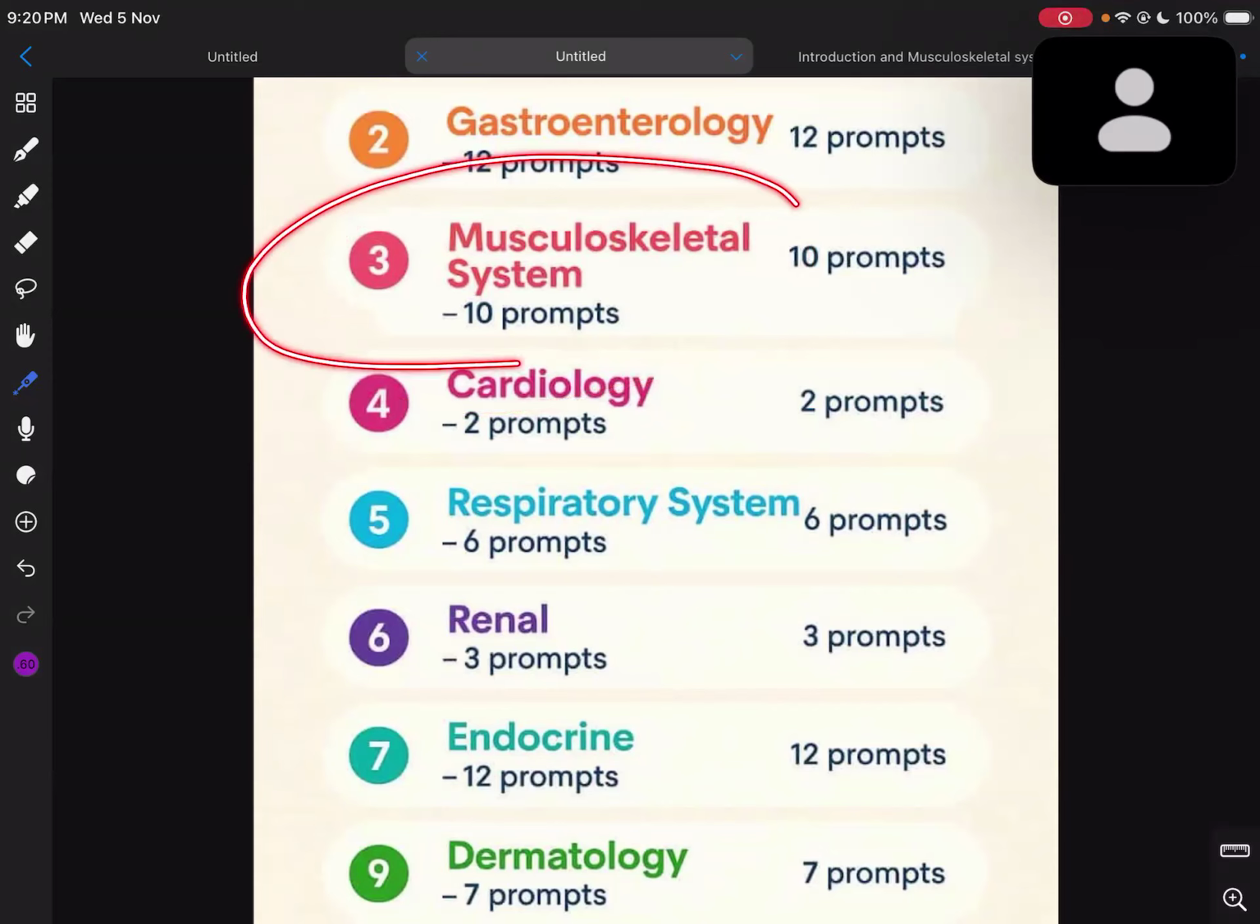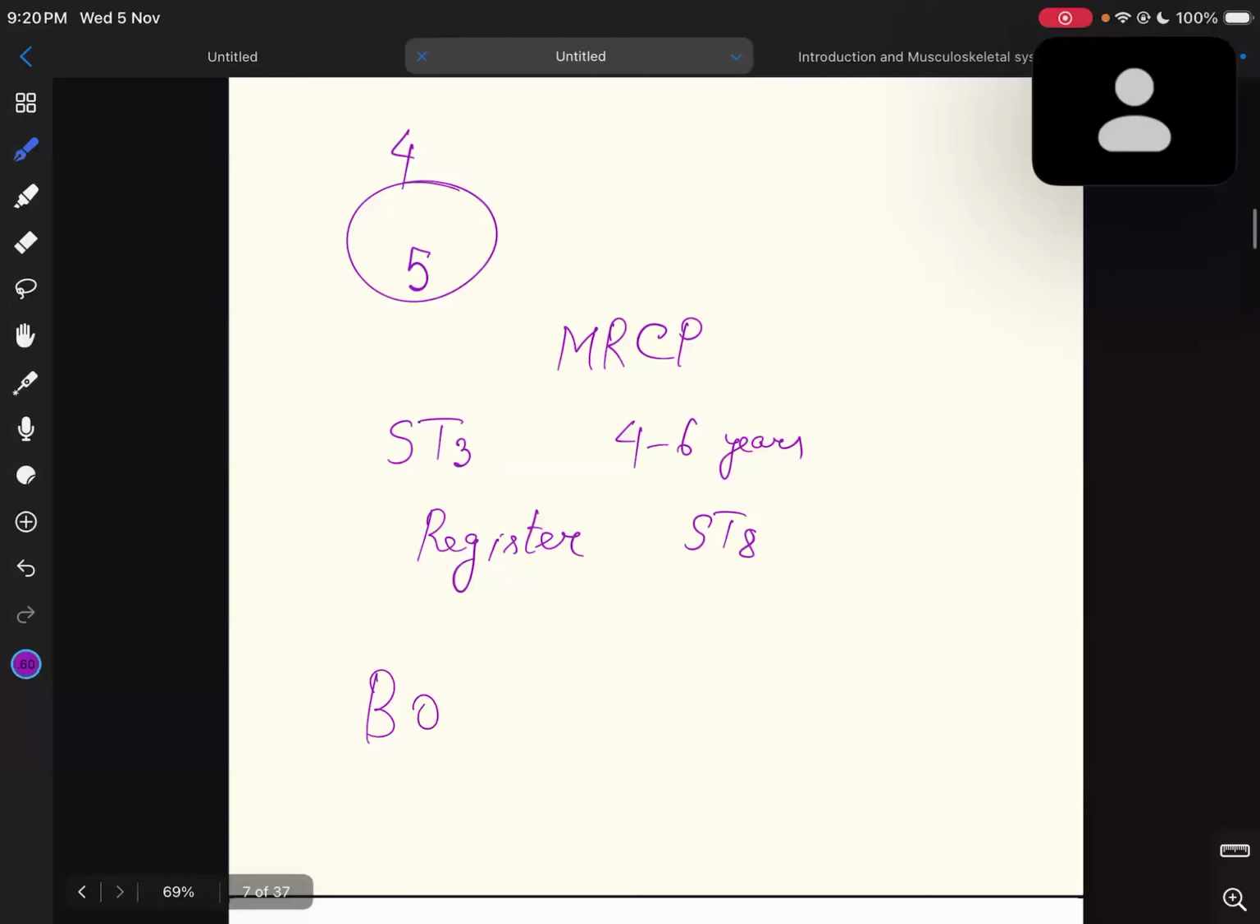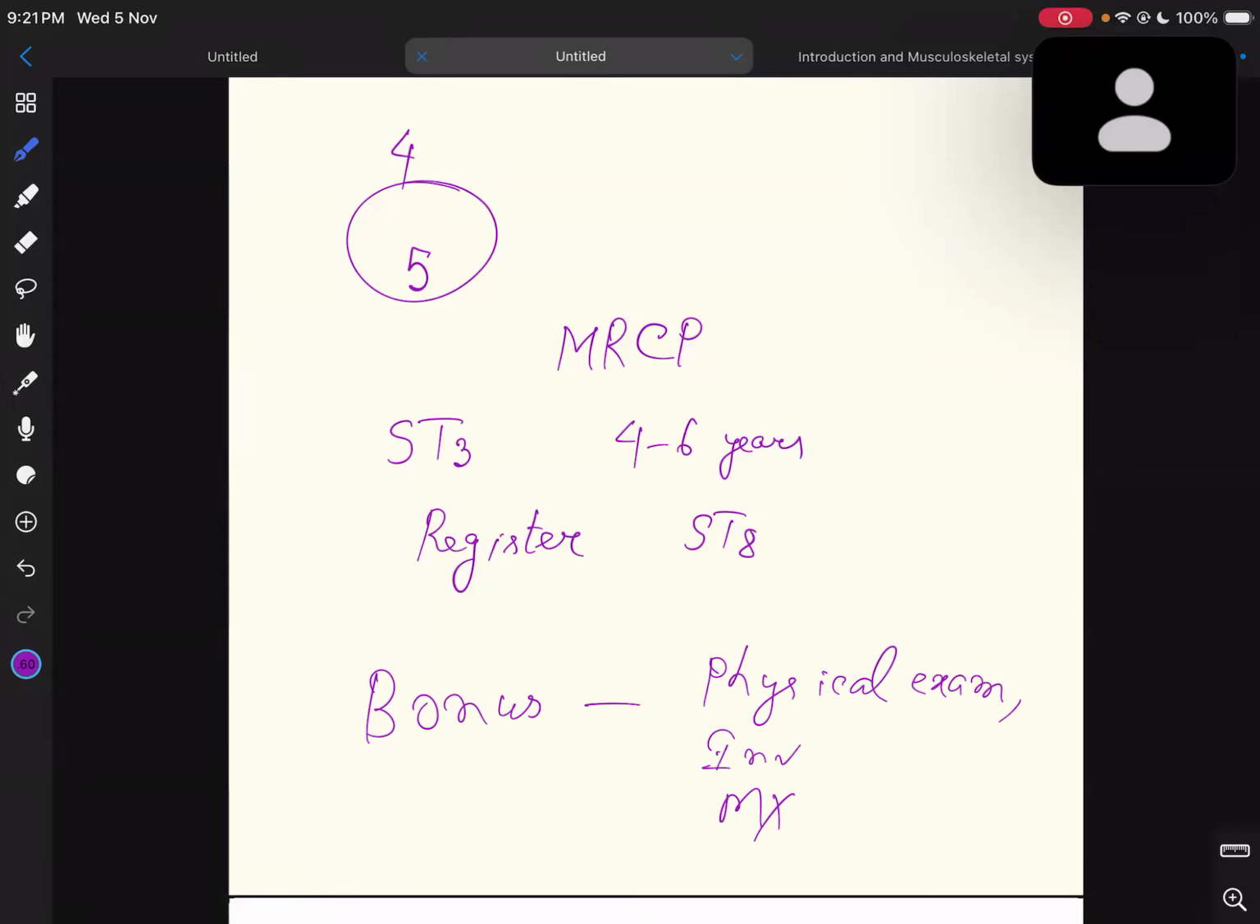So after today's session, we'll form a group between active participants. We'll give access to all the PDFs of that system. Also, at the same time, there will be another bonus. That is the recording of the physical examination, investigation, and management for each case. Total more than 250 cases separately. Recording will be provided to the active participants.